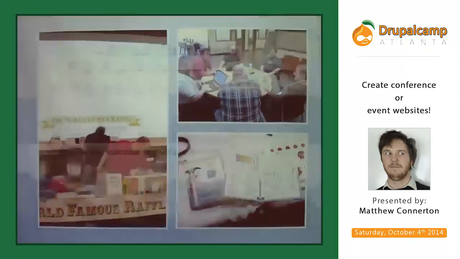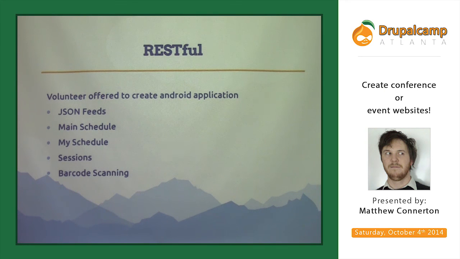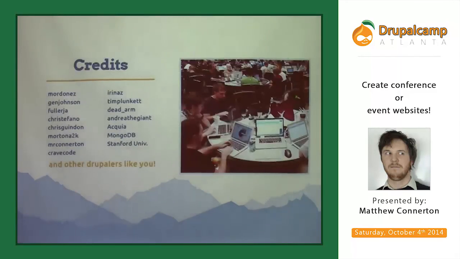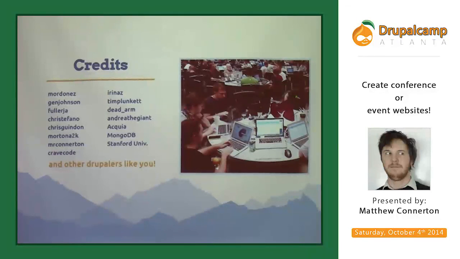And his RESTful, so for their event, they had a volunteer. They had JSON feeds for all these schedules and sessions, and they even had barcode scanning available to them. And this is one I don't have. This is us in Austin, I believe. And these are all the people that have been working on this project lately.